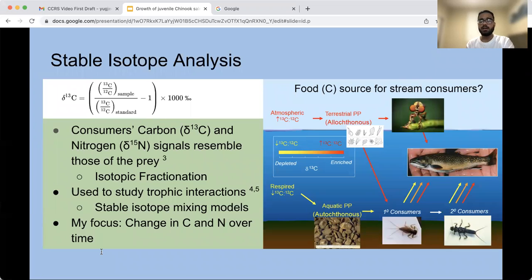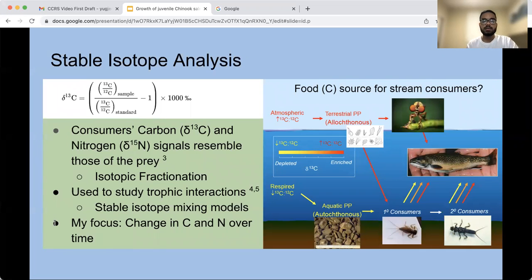You might ask, how do we study their interactions with their environment? One of the answers is using stable isotope analysis. This analysis is done using mass spectrometry, and it measures the ratio of heavier stable isotopes such as C13 to the abundant isotope using a standard as a reference. This is a way to denote stable isotope analysis, and it can be read as delta C13.